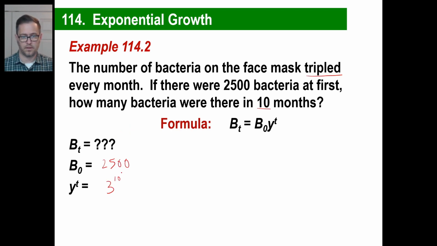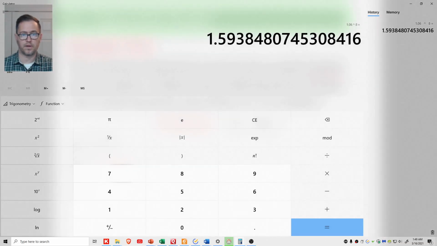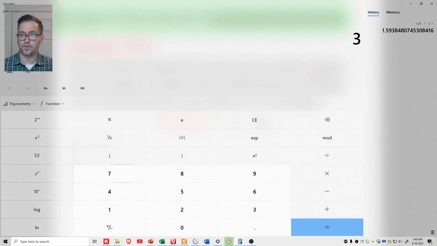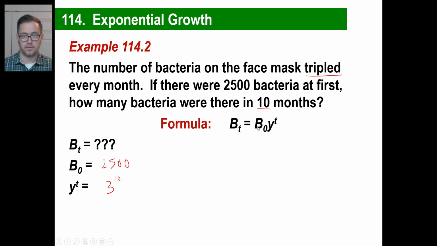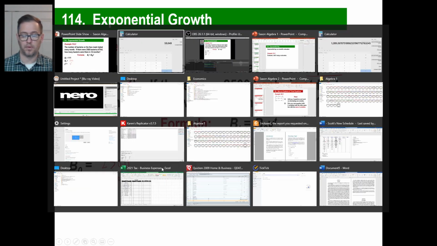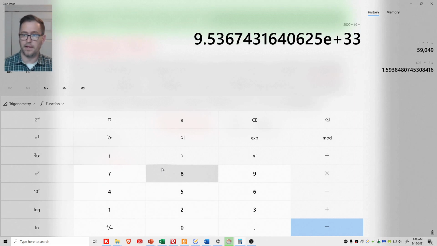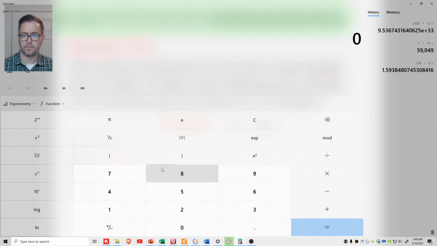So let's take a look. All right. In our calculator, the way we're going to do this is this. We're going to say 3, and we're going to push this button, x to the y power. Boom. All right. Now you can see it's waiting for us. To what power do you want this? We want the 10th power. Okay. 3 to the 10th power is 59,049. Now we're going to multiply that by B sub 0, which is 2,500. Those get multiplied. So times 2,500, and that's how many bacteria. It doesn't look right.